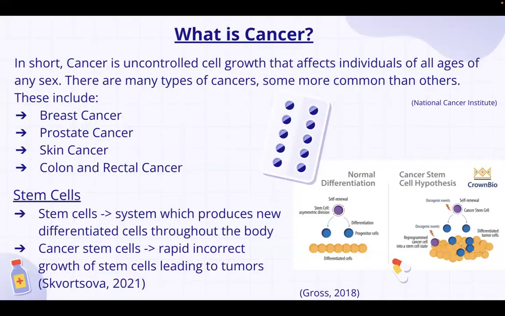And then cancer stem cells are rapid incorrect growth of the stem cells, which lead to tumors. So once again, in that image under cancer stem cell hypothesis, you can see how the once regulated yellow line of cells is now no longer regulated. It's now very irregular, causing rapid growth, which then leads to these tumors. And moving on into our next slide, this leads to the use of chemotherapy.